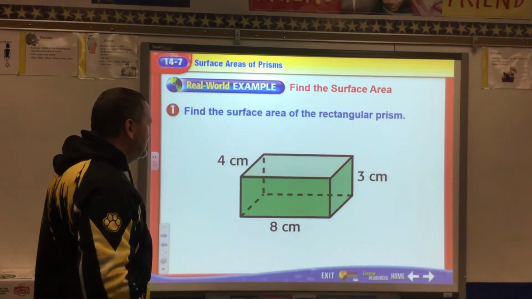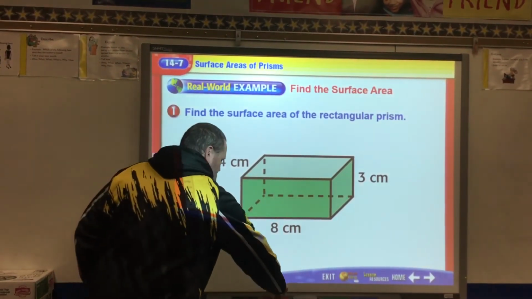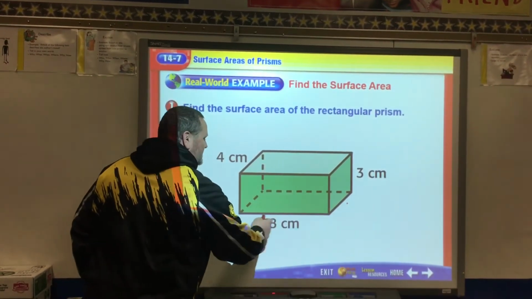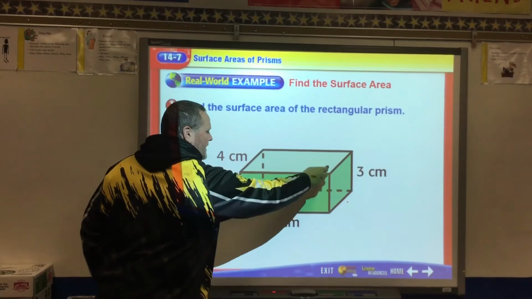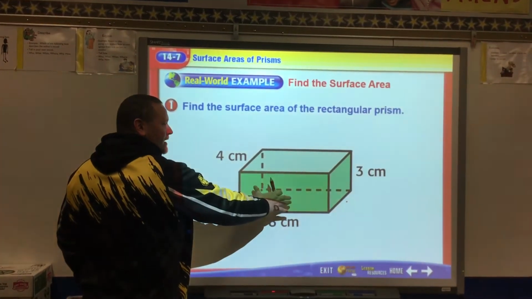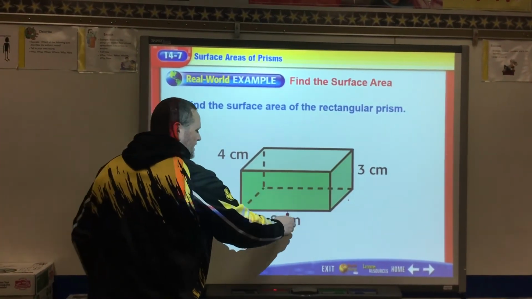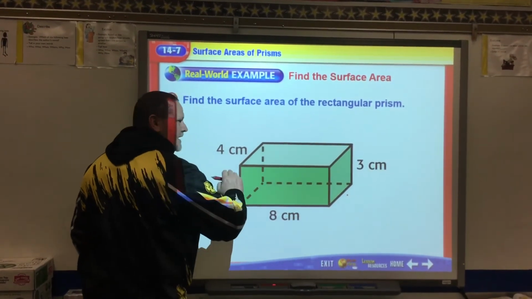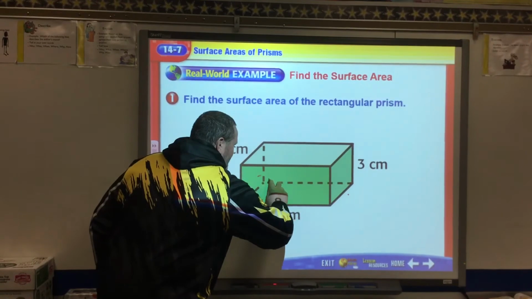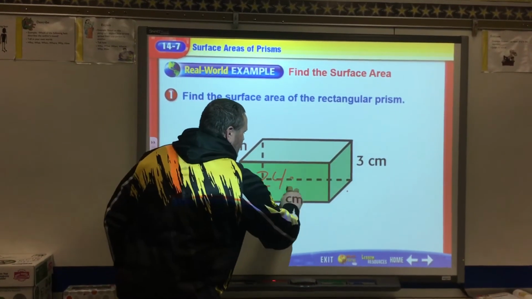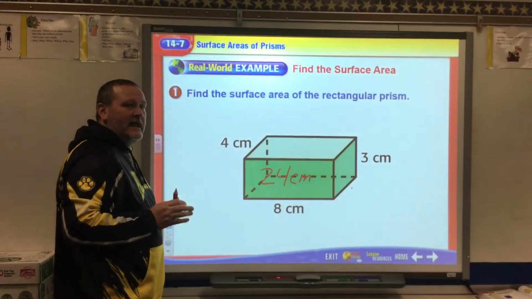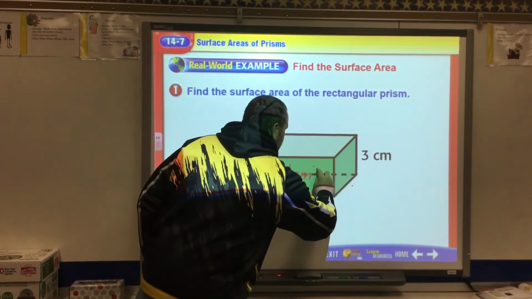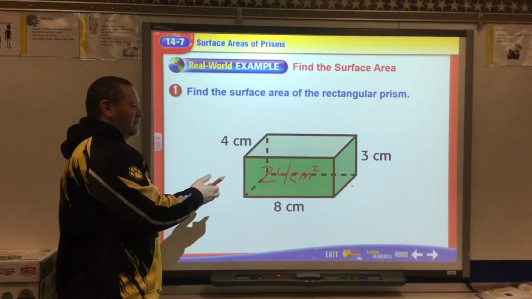All right. So if I were doing this one, I would want to do the front of this surface is an 8 by 3. And again, I'm only doing the area, so I just want that flat surface. So it's 8 times 3 is, kids? 24 centimeters. Now again, I'm doing area, which is only 2 numbers, so it will be centimeters squared. Okay, so that would be the front.